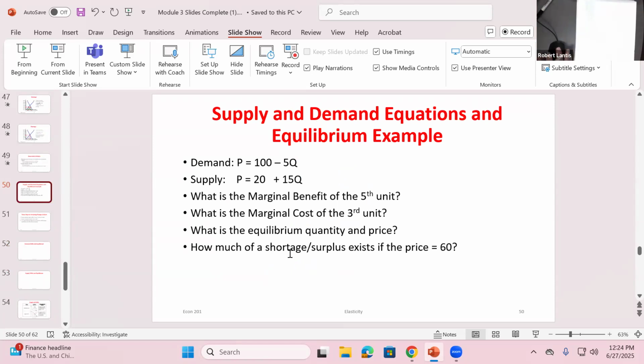But in identifying equilibriums, I've done it all visually. We can also use supply and demand equations. So I'm going to use this supply and demand curve. We're going to talk about the marginal benefits and costs that exist for different units. And we're going to see how I can use these equations to identify the equilibrium price and quantity. Okay.